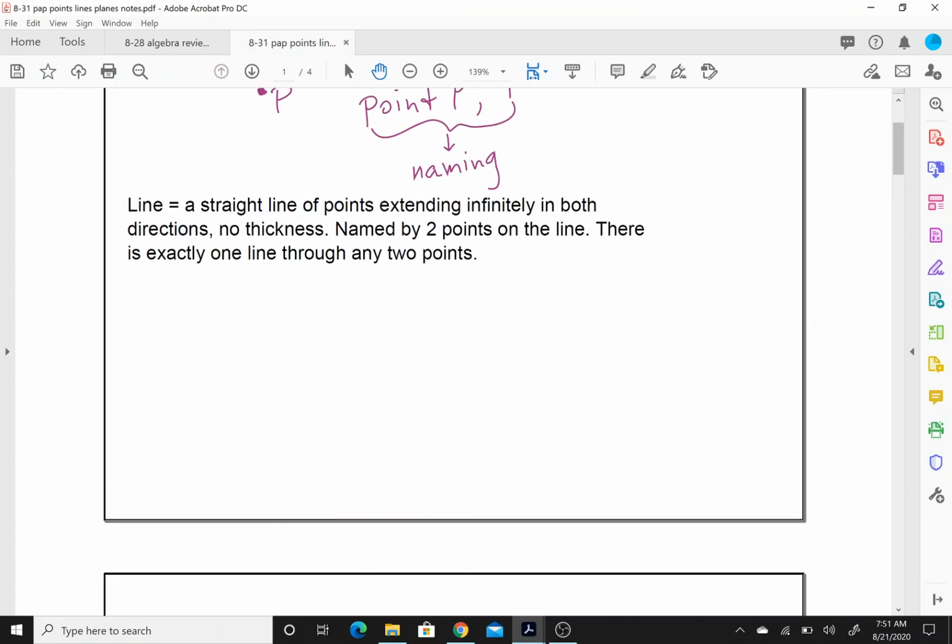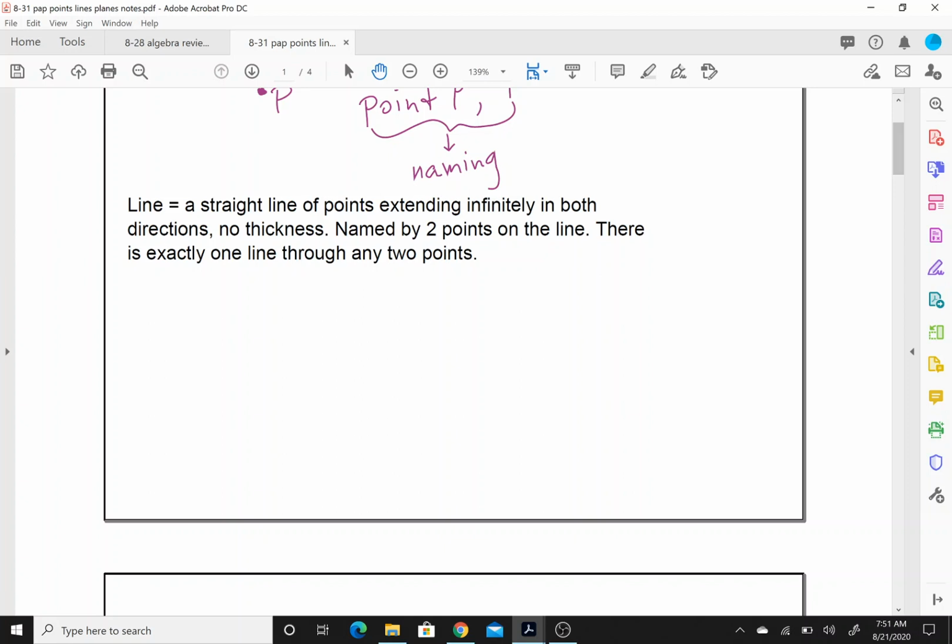Next thing we have is a line. It is a straight line of points and it extends infinitely in both directions. It has no thickness and it's named by 2 points on the line. And there is exactly one line through any 2 points. So that means you can't draw a bunch of different lines going through the same 2 points. Whatever line you draw through those 2 points, that's the only line that can be drawn through them.